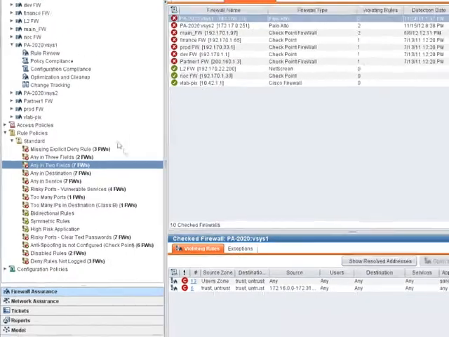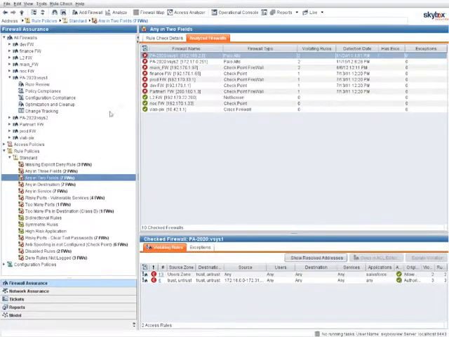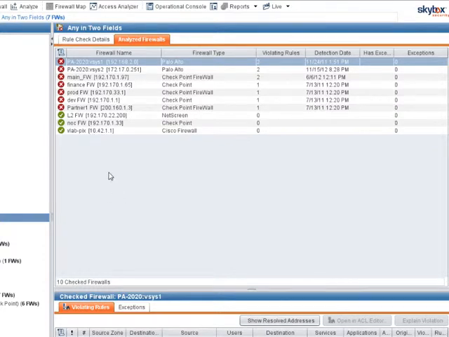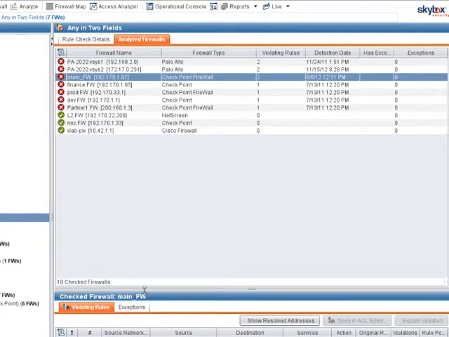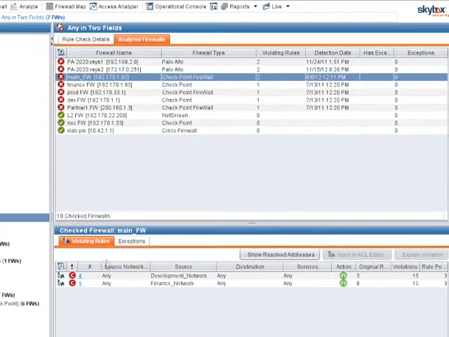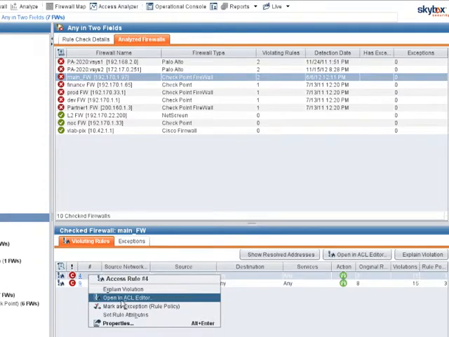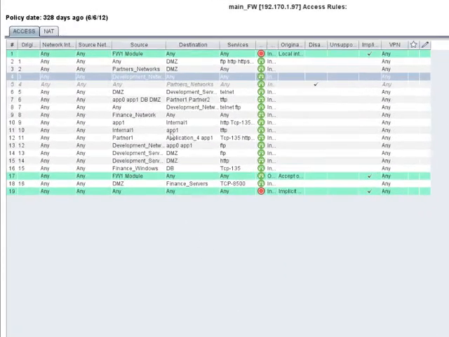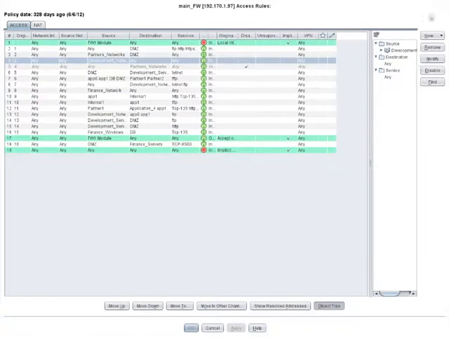So let's take a look at the any in two fields check. On the right-hand side, I can see the individual firewalls that are being checked against this policy. I see which ones have passed and which ones have failed. If I click on one of the ones that have failed, down at the bottom, I see the individual rules that caused that failure. I can drill into those rules if I'd like by opening them up in an ACL editor, to see where the rule is in context with the rest of the rules of the ACL.